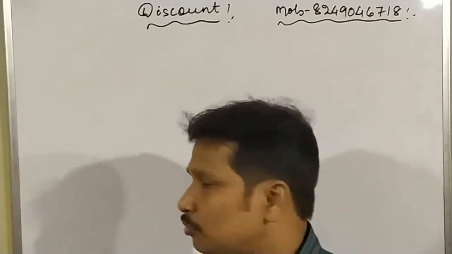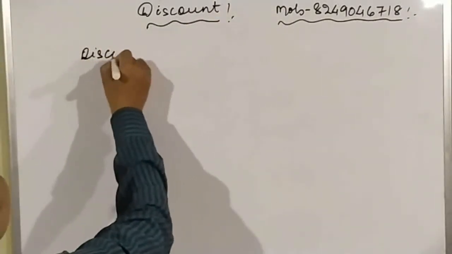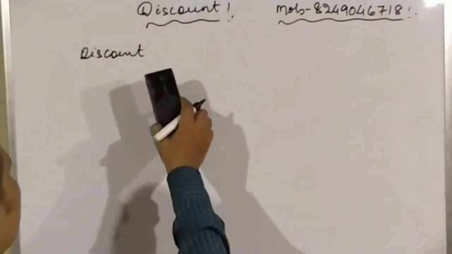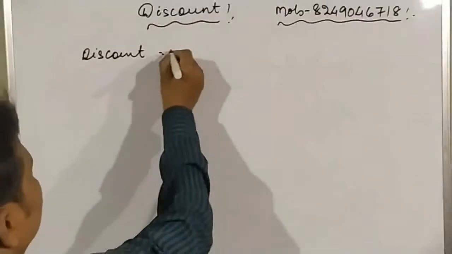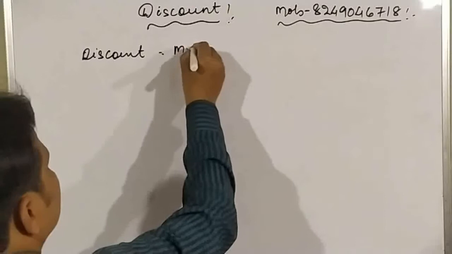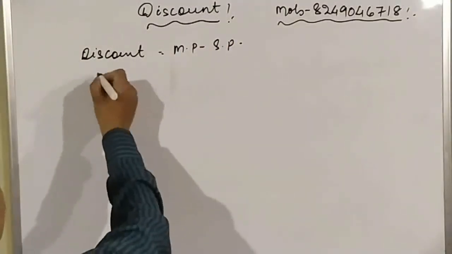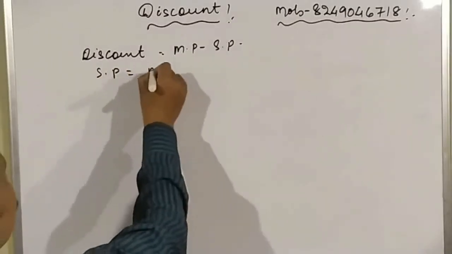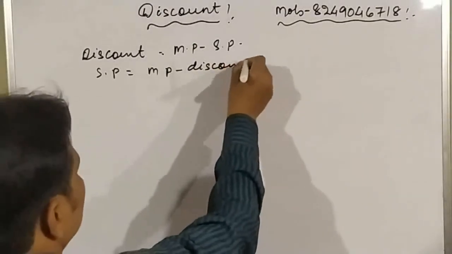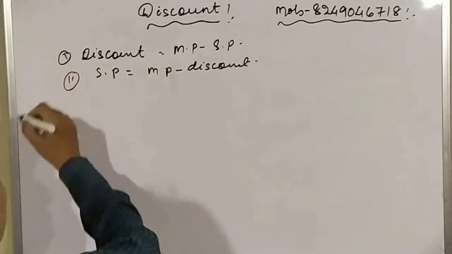Okay student, first of all, what is discount? How can we find out the discount? What is the formula of discount? Discount is equal to mark price minus selling price. Here we can also find out the selling price: selling price is equal to mark price minus discount. And always discount depends upon the mark price.